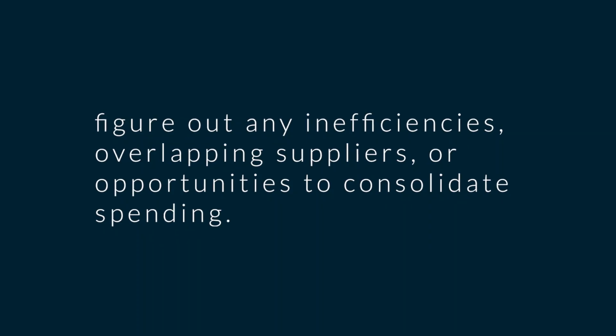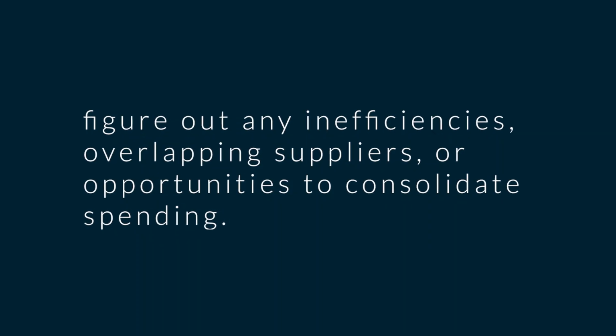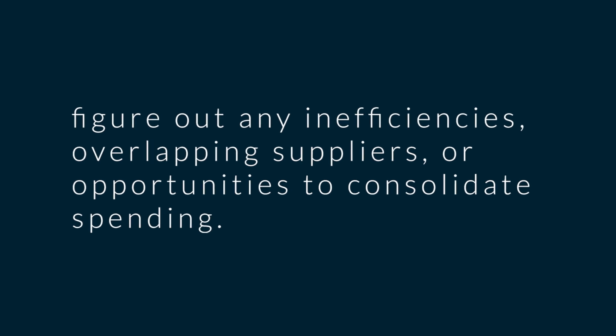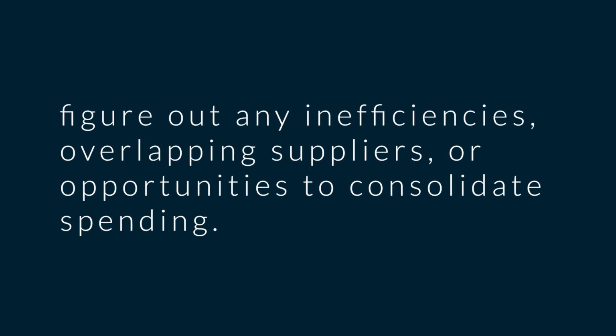So number 2, assess the current spend. In this case, you have to review historical procurement data. This way you can understand what is currently being purchased, from which supplier, at what cost, and at what terms. By doing this, you're going to be putting yourself in a position to figure out any inefficiencies, overlapping suppliers, or opportunities to consolidate spending.